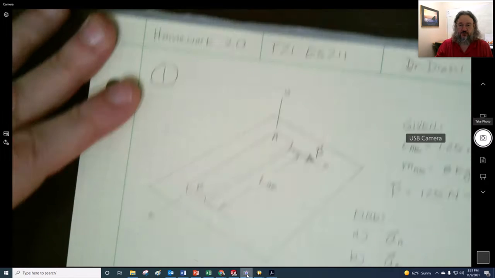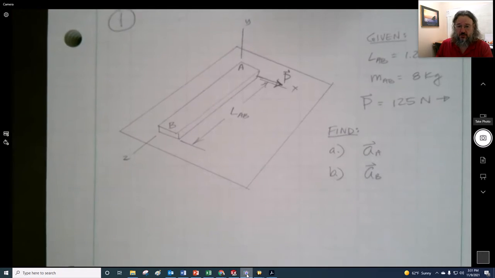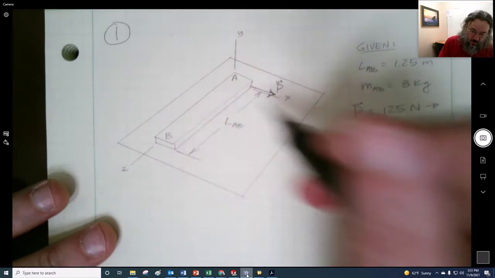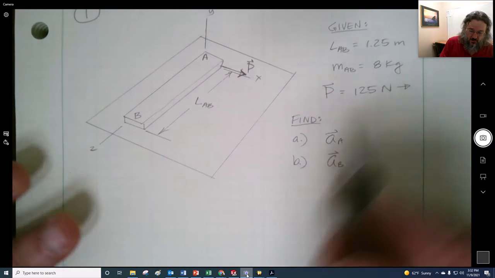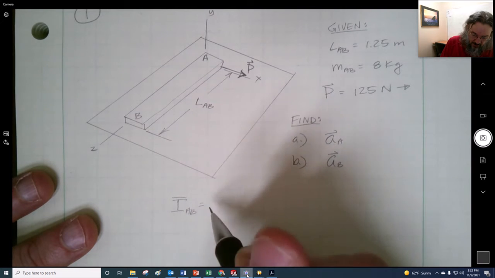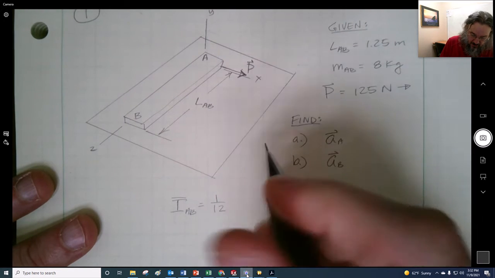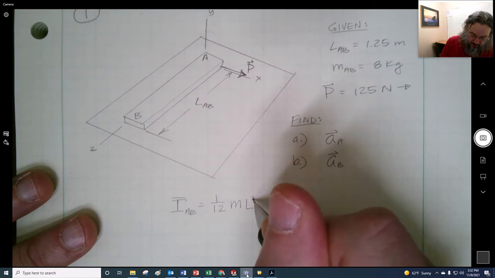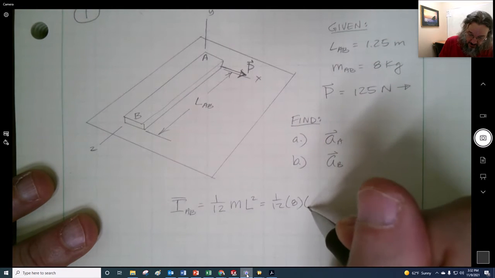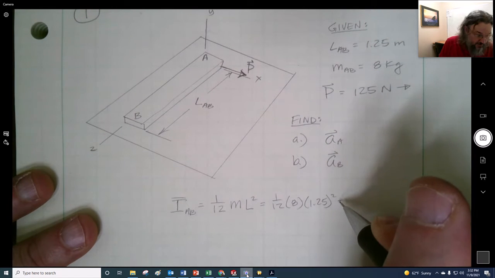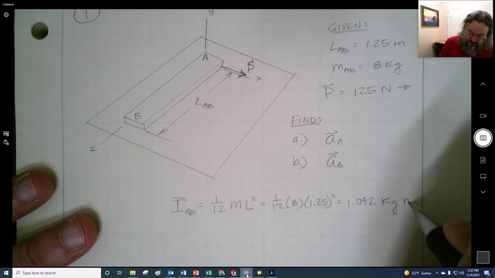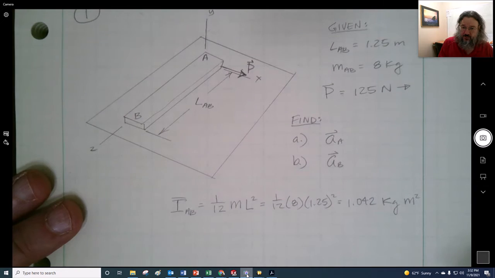So here we go. We've written this problem out nice and neatly. I think I'll start by getting the mass moment of inertia of the rod about the center, AB right there. This is a cylindrical rod, so 1/12 m L squared: 1/12, the mass is 8, the length is 1.25 squared. The units are kilogram meters squared.